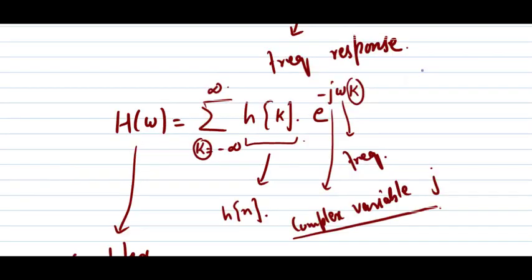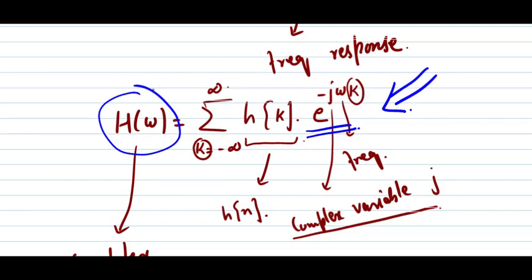One obvious question might be how we get this equation. Why do we multiply h of n with e raised to the power minus j omega k to get the frequency response of that system?